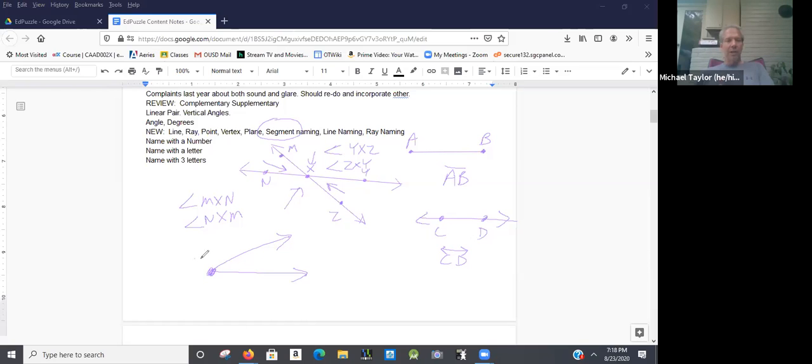I haven't used a J yet. That is clearly just angle J. If I call that angle J, there's no confusing. I know that's angle J. There's no other place to confuse it. There were four angle X's up here. Down here, there's only one angle J.